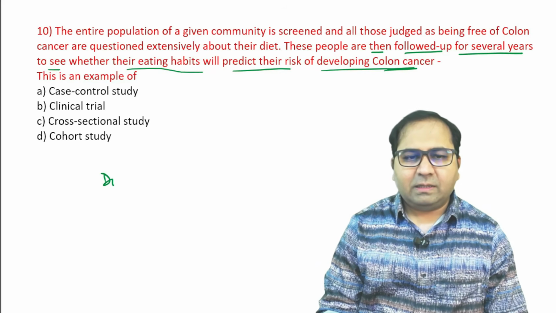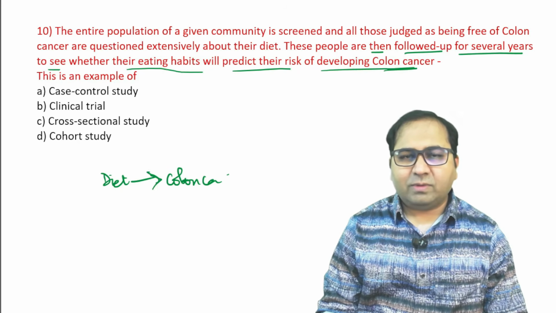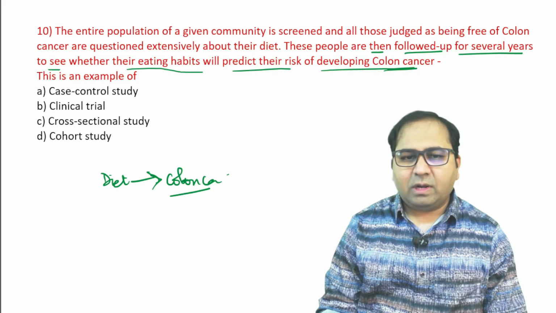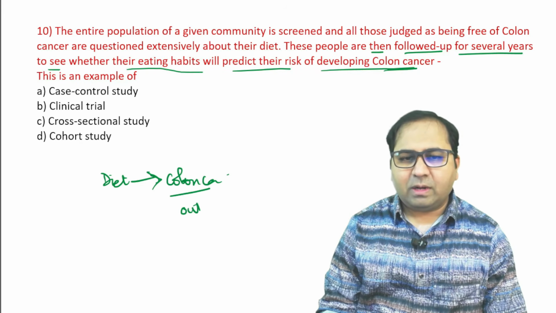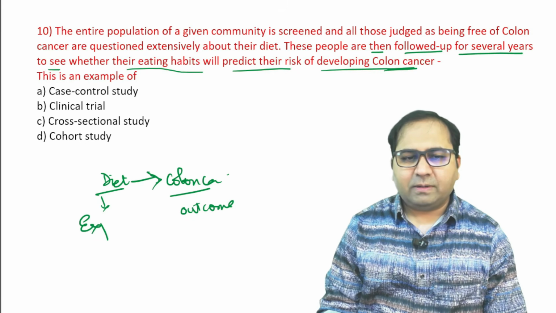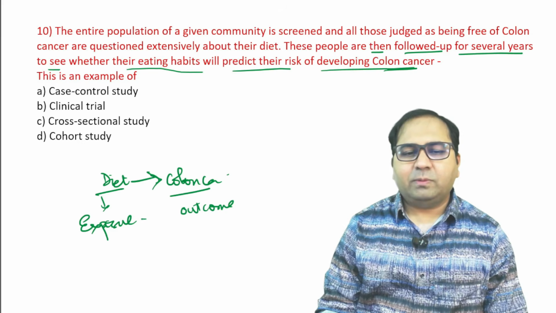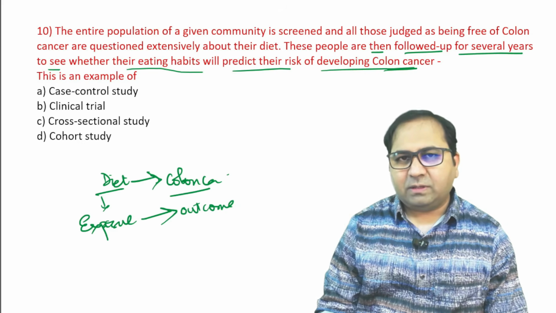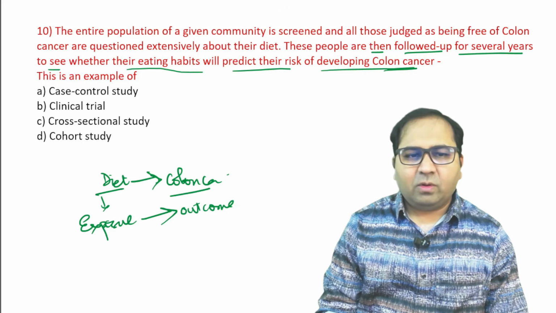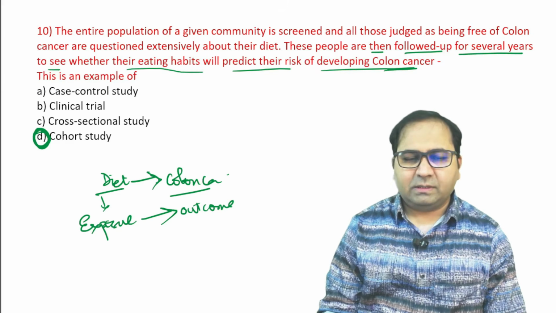So from diet to the development of colon cancer is the study. They are following up for several years. What is colon cancer? Colon cancer is the outcome. What is the diet? Diet is the exposure. So I think you know the answer by this moment. From exposure to outcome, this method of study is the cohort study. Please remember the answer for this question.